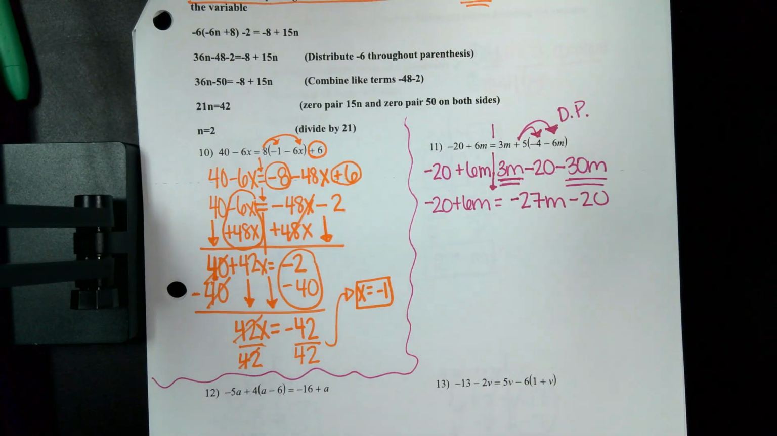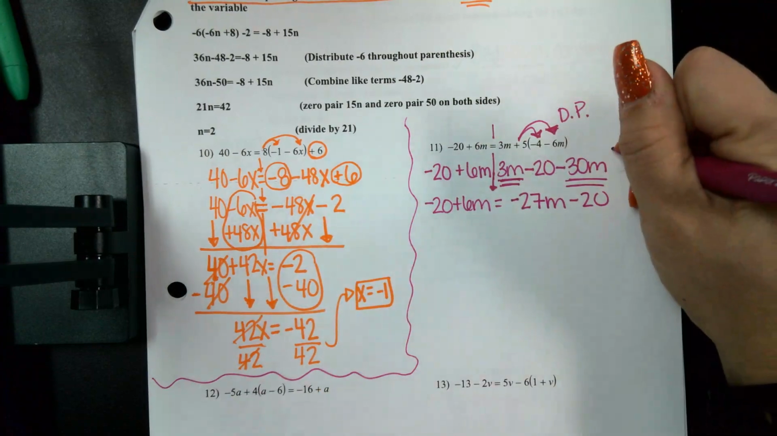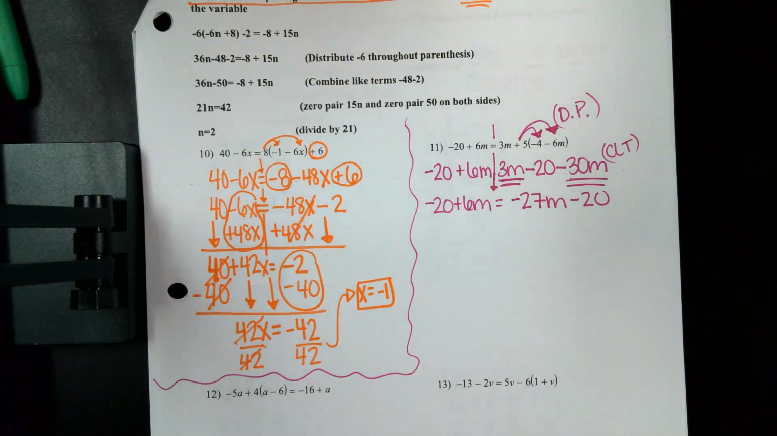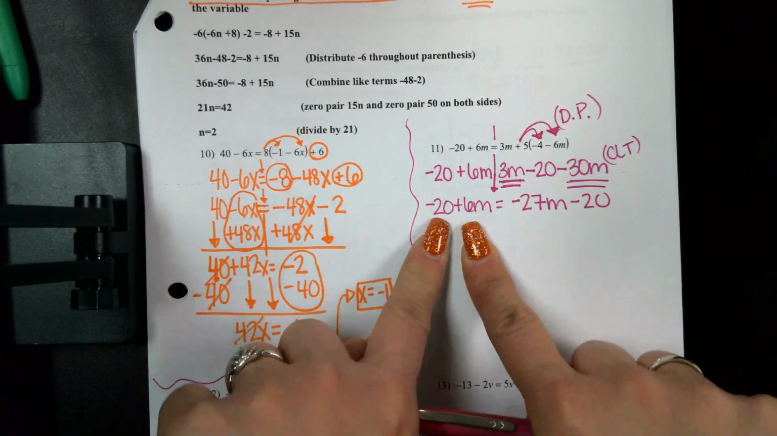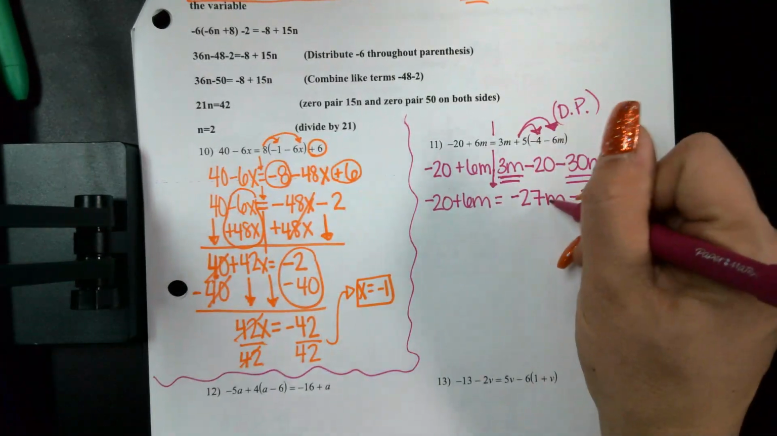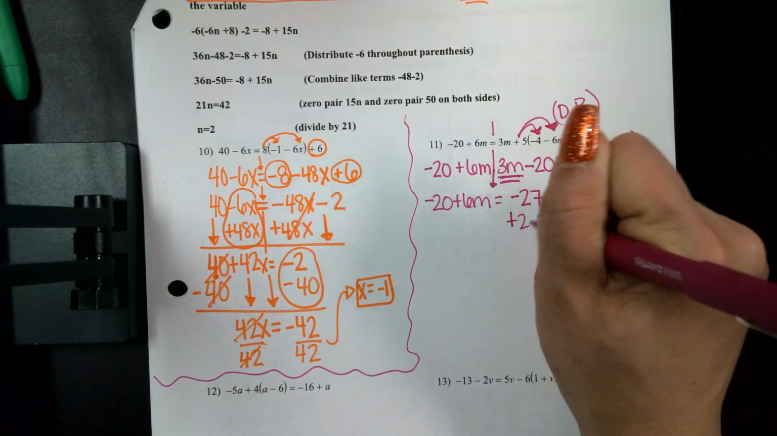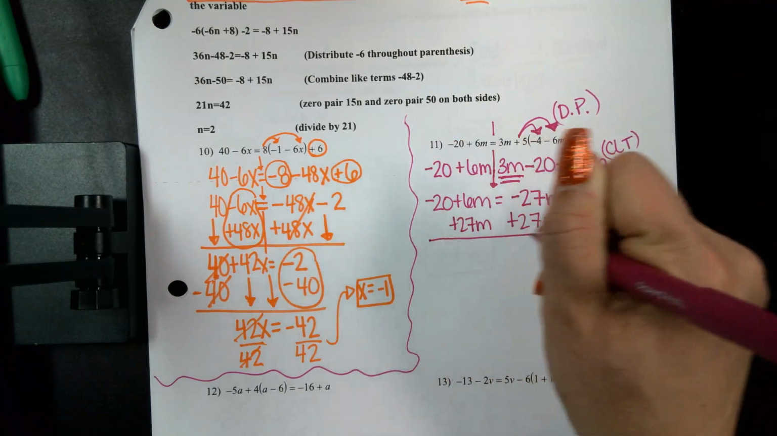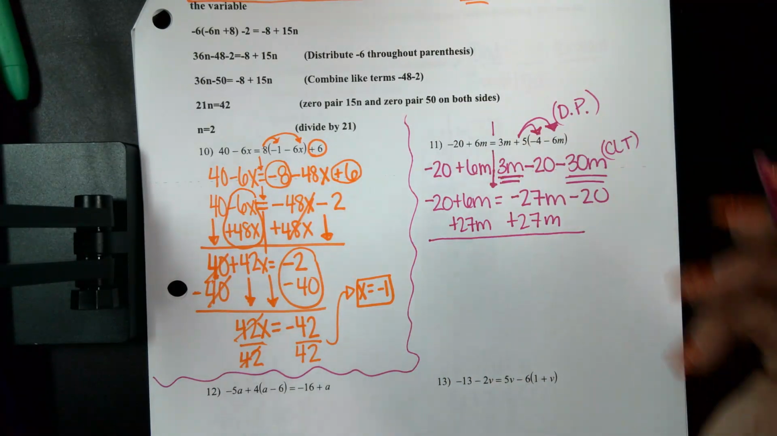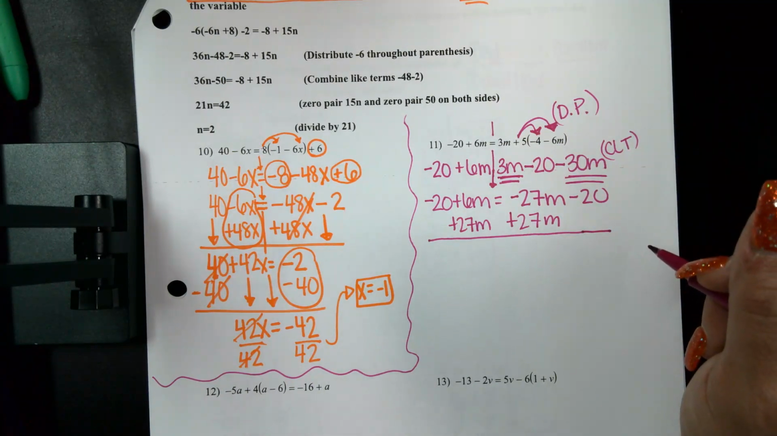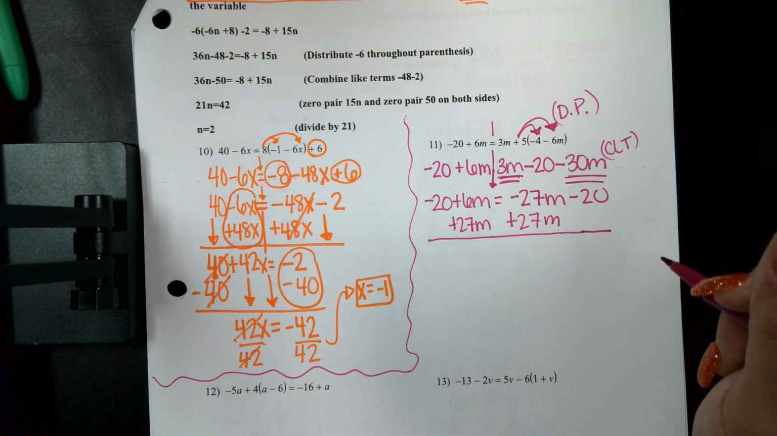So now when you look at it, let me put CLT. So we distributed, we combined. Now it's time to just move things from side to side. So I've got a variable and a constant, a variable and a constant. I like my variable moved this way, so add 27m. I do that because most of you, when you write your answers, always put the letter on the left anyway. Most of you read your answers as m equals. So it just makes sense to me to go ahead and put it on that side.